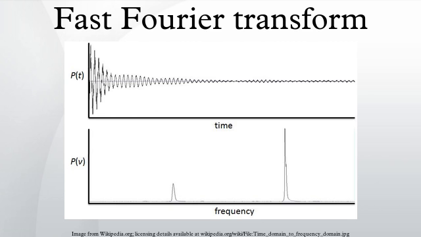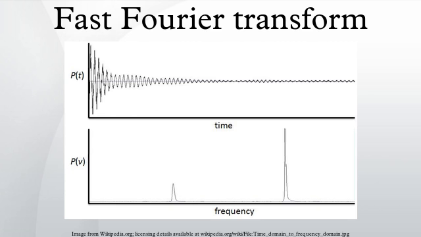The best-known FFT algorithms depend upon the factorization of n, but there are FFTs with O(n log n) complexity for all n, even for prime n. Many FFT algorithms only depend on the fact that e^(-2πi/n) is an nth primitive root of unity, and thus can be applied to analogous transforms over any finite field, such as number-theoretic transforms. Since the inverse DFT is the same as the DFT, but with the opposite sign in the exponent and a 1/n factor, any FFT algorithm can easily be adapted for it.